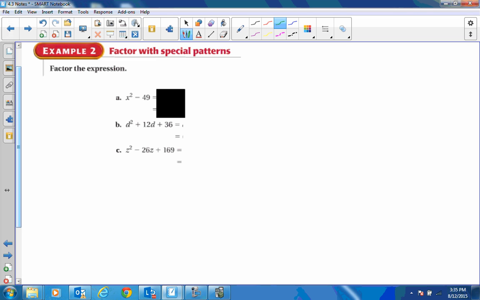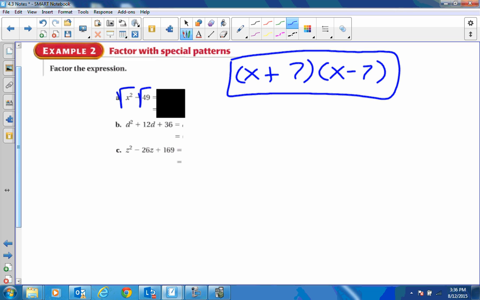So what you want to do is find the square root of each of those. What's the square root of x squared? X. What's the square root of 49? 7. So then you do the difference of two squares. You do x plus 7, x minus 7 is how you factor that. And you can check that by FOILing it, when you FOIL it, the middle term should cancel out. Same thing on the other one.